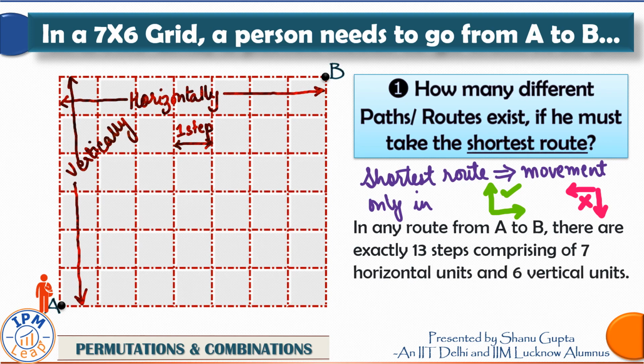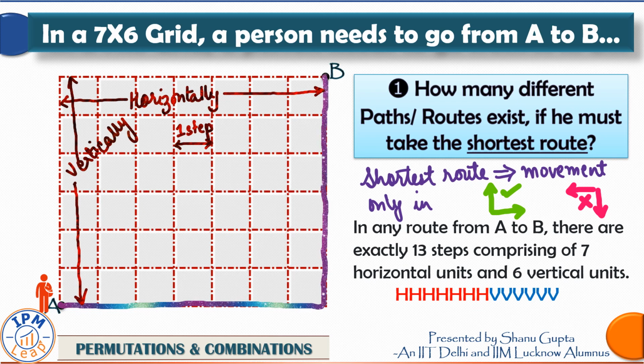Let us say the letter H denotes a horizontal step and the letter V denotes a vertical step. 7H and 6V complete the route. So for example, if I take this particular arrangement of these 13 letters, it spells out one possible route. All horizontal steps followed by all vertical steps. If I rearrange these letters, it would denote another possible route. See for yourself. H, V, V, H, H, H, V, H, H, H, V, V, V. The golden route is completed.